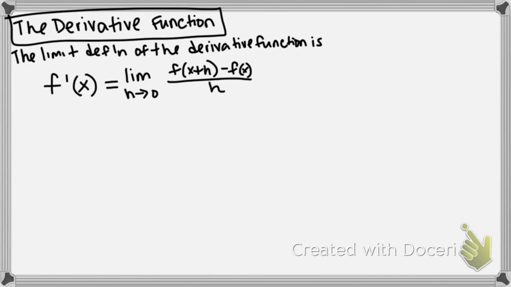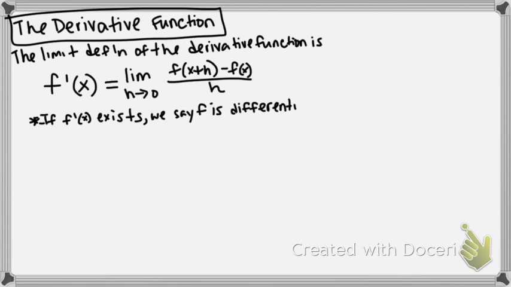Now, 2 side notes. If f prime of x exists, the limit is not DNE, if it's a number, then we say f is differentiable. Go ahead and write it down and we'll look at it again. If a function is differentiable, it means you can find its derivative. It's a number. The limit will not be infinity, DNE, any of that stuff. That means the function is differentiable.